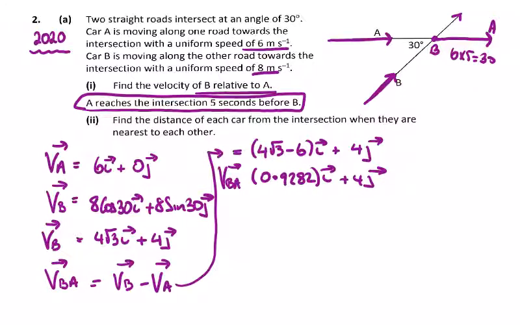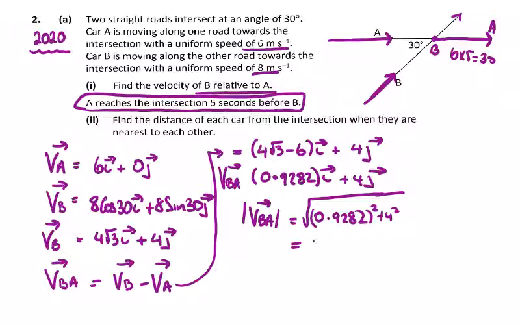Just before I forget, I want to get the magnitude of the velocity of B relative to A. Anytime you're asked for the velocity of B relative to A, get the magnitude and the angle. This was worth 5 marks out of 20. So 0.9282 squared plus 4 squared equals 4.106, or 4.11 meters per second.